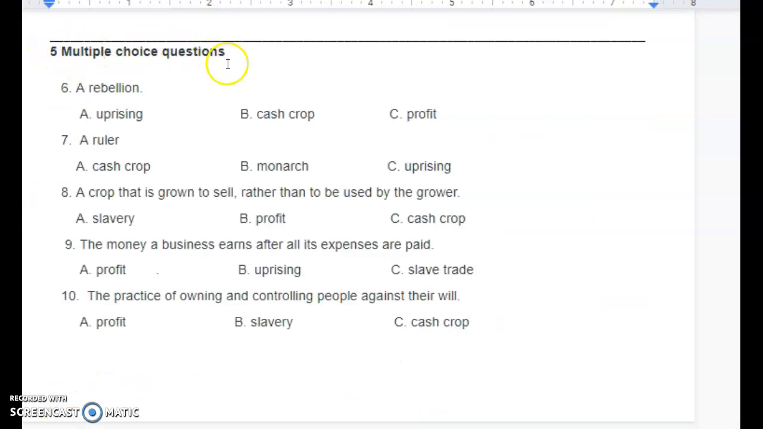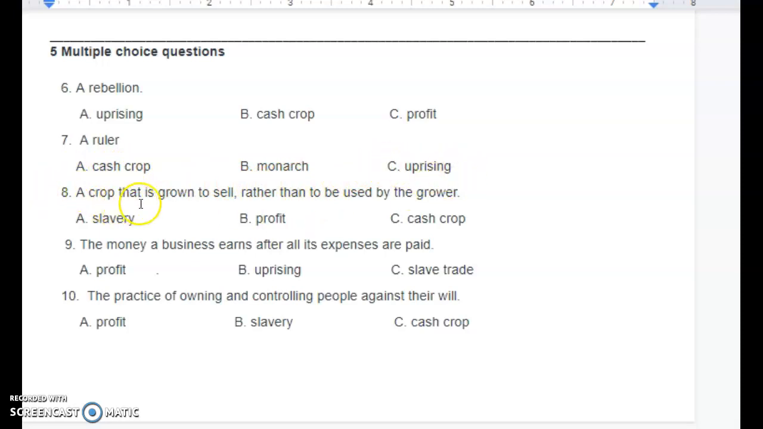5 multiple choice questions. Number 6, a rebellion. Is it A, uprising, B, cash crop, C, profit? Number 7, a ruler. A, cash crop, B, monarch, C, uprising.